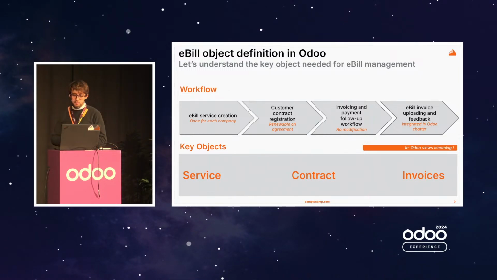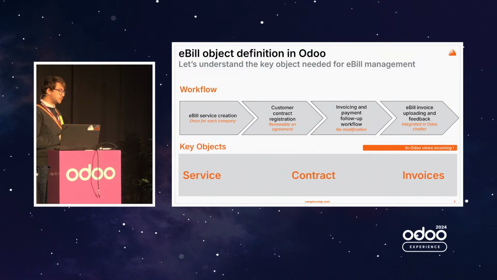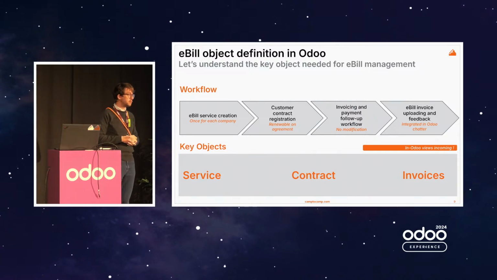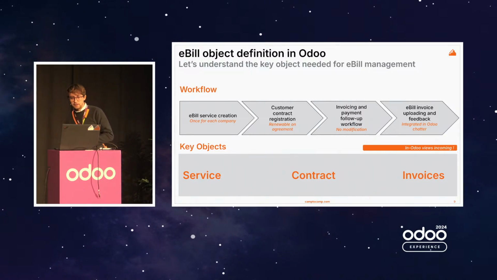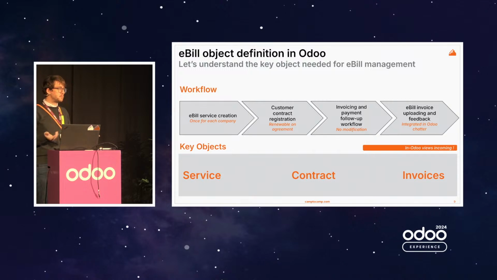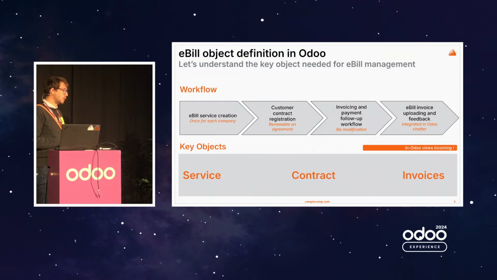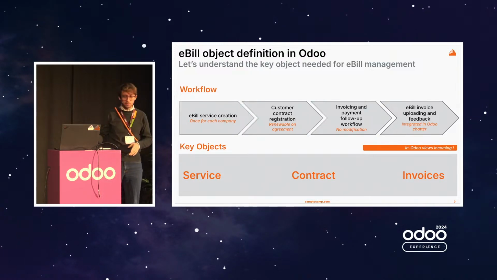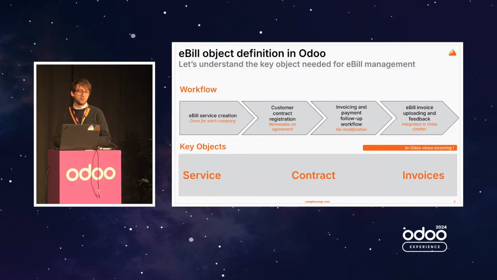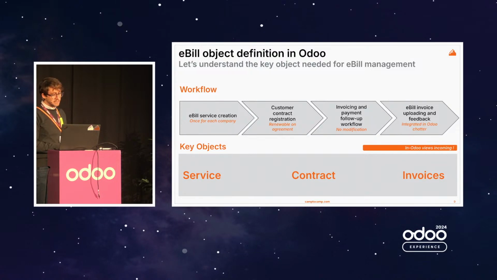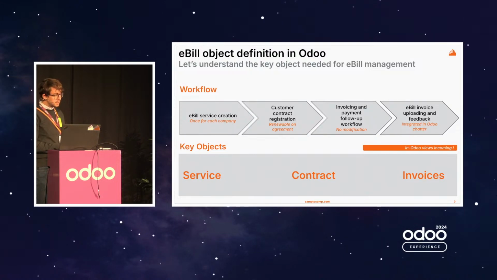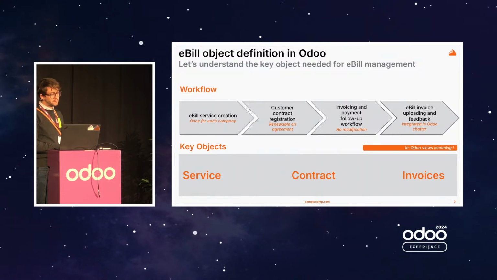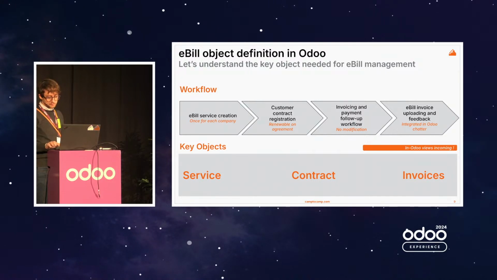Then I'm going to create, or register, my customer contract. Like I said, I write renewable on agreement if that's the case. Then I'm going to invoice and follow up my payment with no modification on my workflow, no modification in the accounting app, no modification in the sales app, and then I'm going to upload directly my eBill invoice. So, key objects that you see in the architecture slides just before: services, contract, and then invoices.